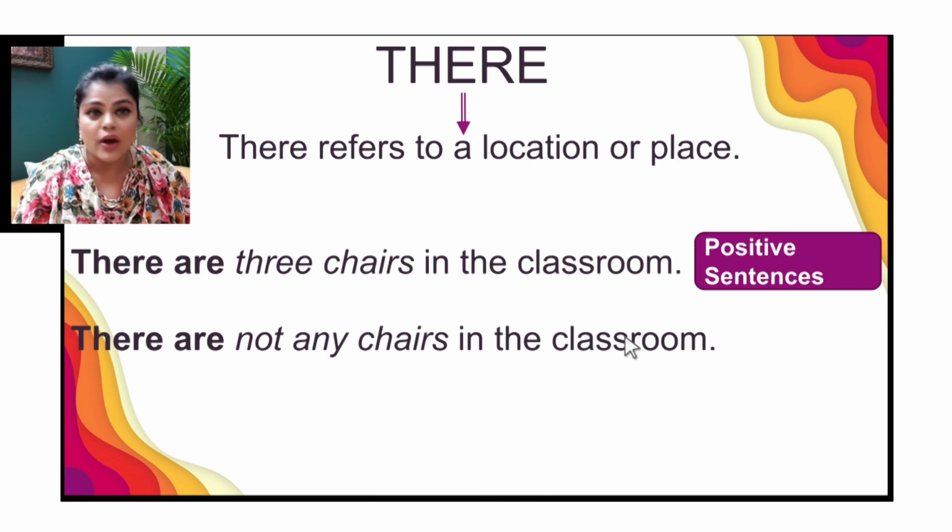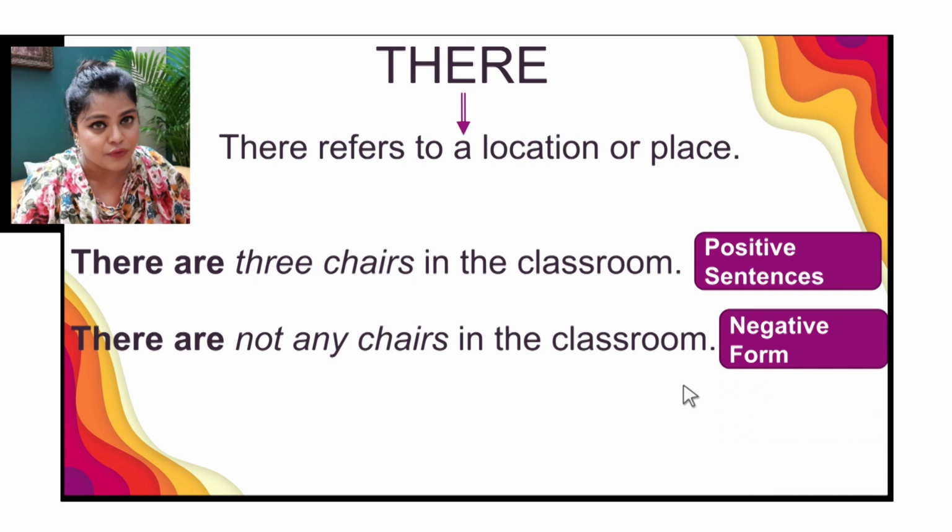Okay. Now next sentence. There are not any chairs in the classroom. Now, not any is used for negative form. Remember, I've told you not any is used for negative sentence. There are not any chairs in the classroom. That means there are no chairs. This is a negative form.